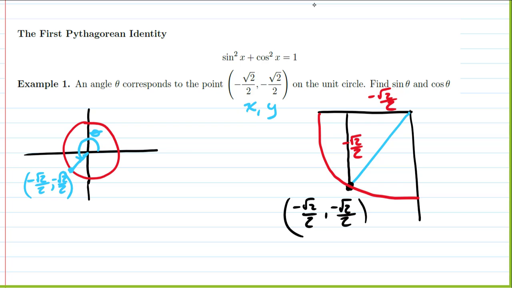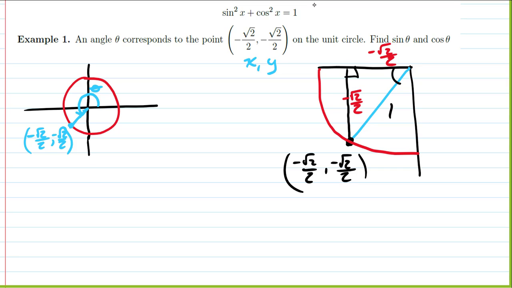So if I want to find the sine of this angle, I would need to know my hypotenuse while I'm on the unit circle, so it's 1. And so by definition, sine theta is just going to be the y value, right? So it's -√2 over 2. And cosine theta would be the x value, which is -√2 over 2.